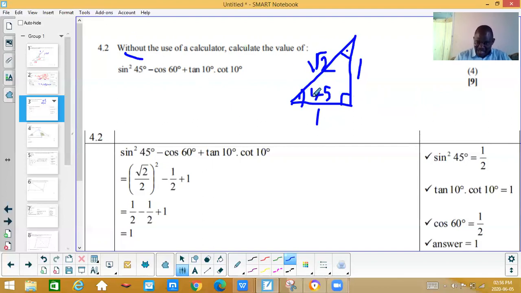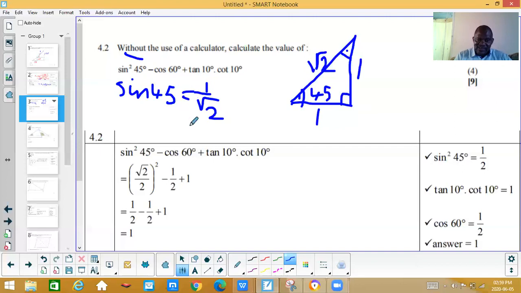Now, sine 45, sine which is opposite over hypotenuse. Because here they are saying sine 45, so sine 45 degrees is equal to 1 over root 2. Since they said without using a calculator, you must know that sine 45 is 1 over root 2.